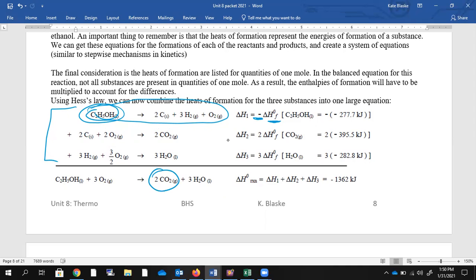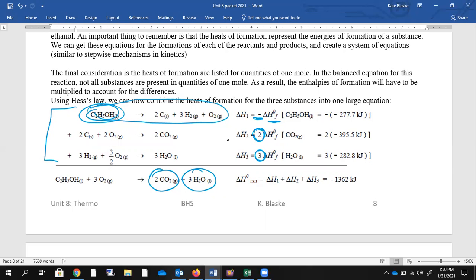I am forming that carbon dioxide from my elements, but I doubled it, which means I'm also going to double my delta H value. And then for my last step, normally this reaction would be H2 plus half an O2 makes 1 water, but in order to get the 3 water molecules that I need, all of these coefficients were multiplied by 3. So the heat of formation of water from hydrogen and oxygen is going to get multiplied by 3 so that I can get the correct formula out for my overall balanced equation.